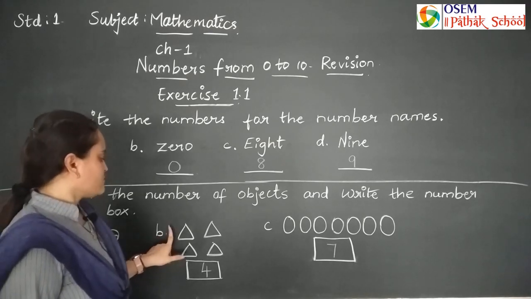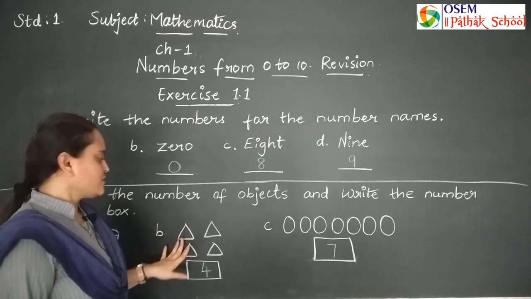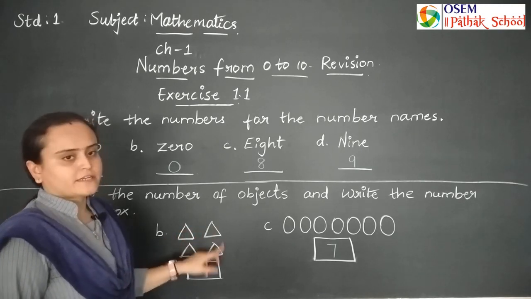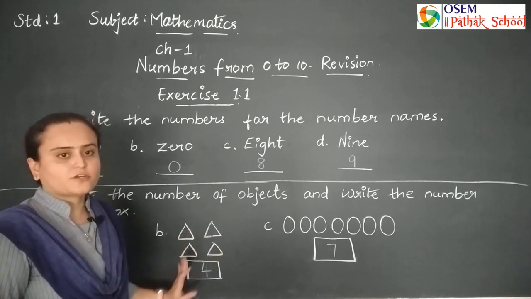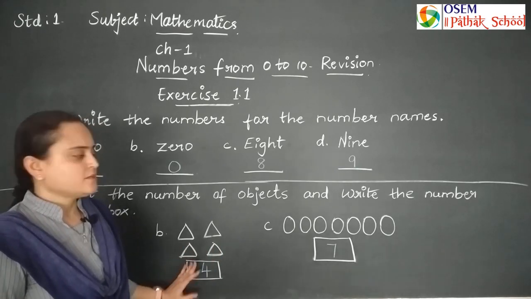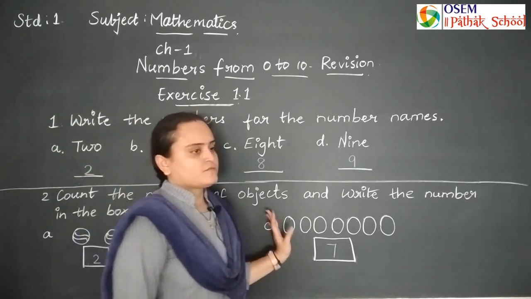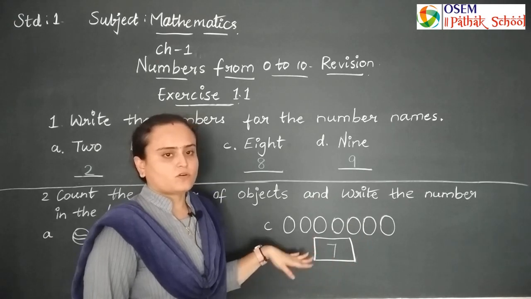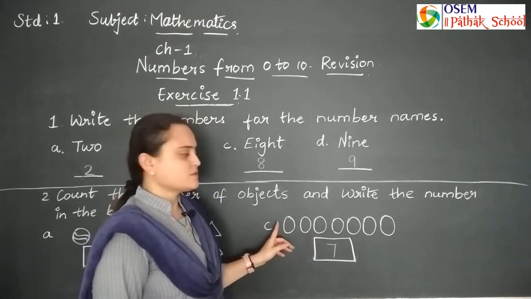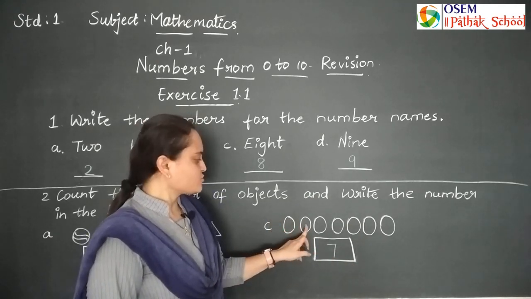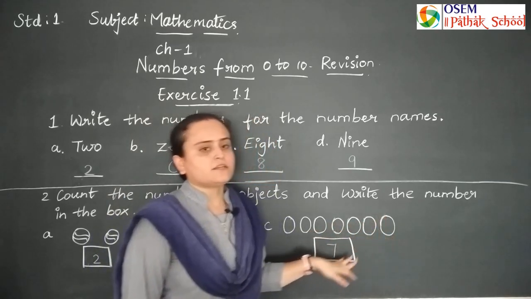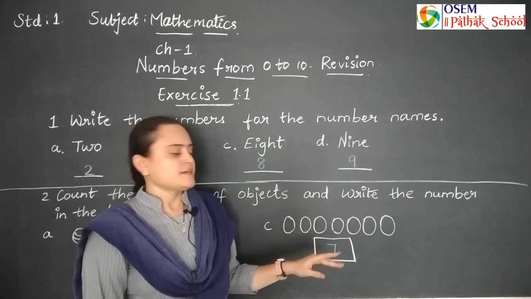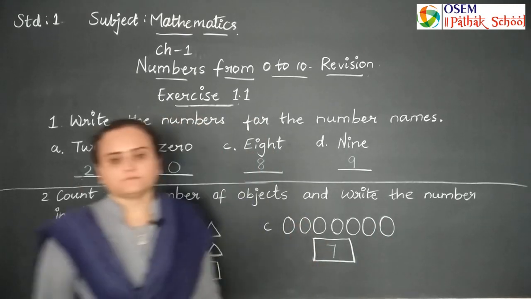Then B. What is given in B? Triangle. Then how many triangles are there? 1, 2, 3 and 4. Then you have to write 4 in the box. Then in C. Which object is given here? Oval shape. Then how many oval shapes are there? 1, 2, 3, 4, 5, 6 and 7. Then in the box, you have to write the number 7.